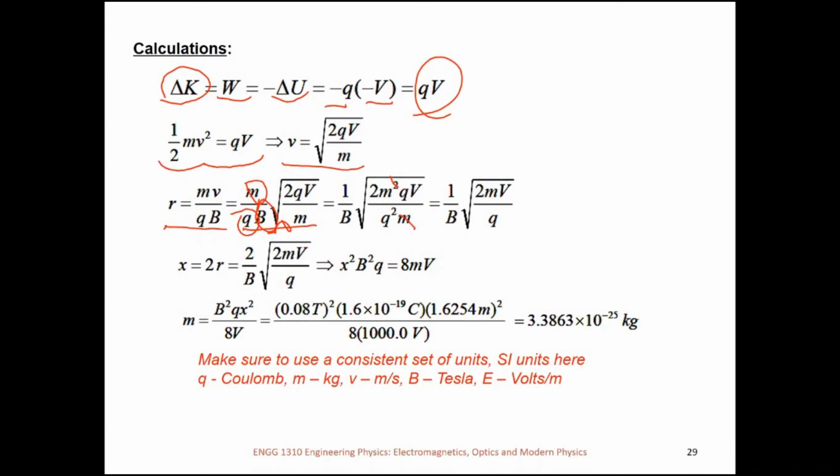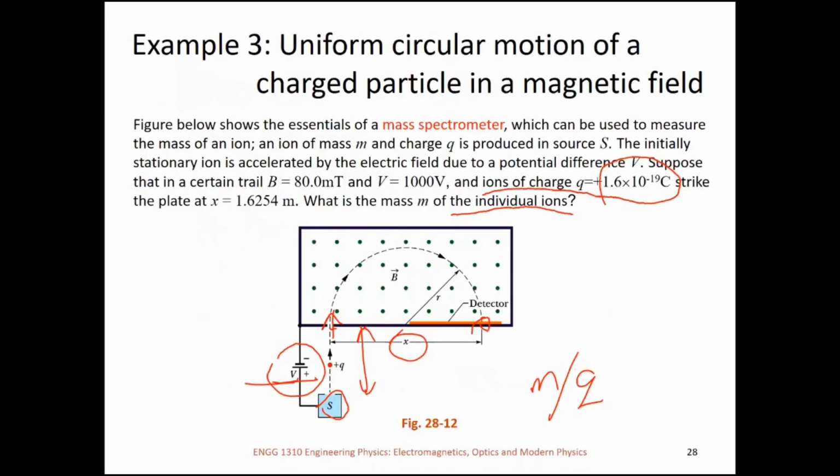Okay, q inside is the q square. Basically we are just flipping over with the mq. So eventually we are going to have 1 over the B and the square root of 2mV over the q. And x is equal to 2 times r. Okay, we can check it back. Yeah, it is a half circle, so the x distance is actually 2 times r.